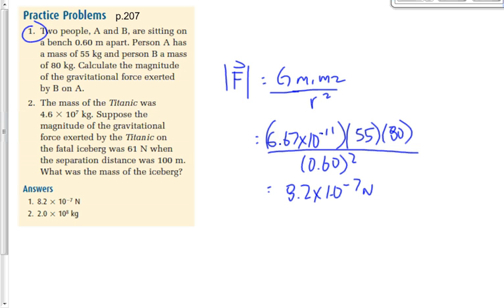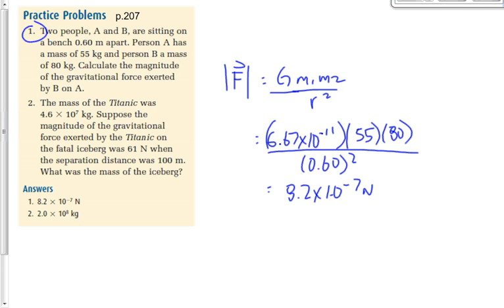Hey, now I got a question for you. The question said, what's the force exerted by B on A? This is the value we got. How do we know this is the force of B on A, not the force of A on B? Did we just get lucky and solve for the right one? Or did we know what we were doing here yet, Nathan? It's the same force. And how do you know that?